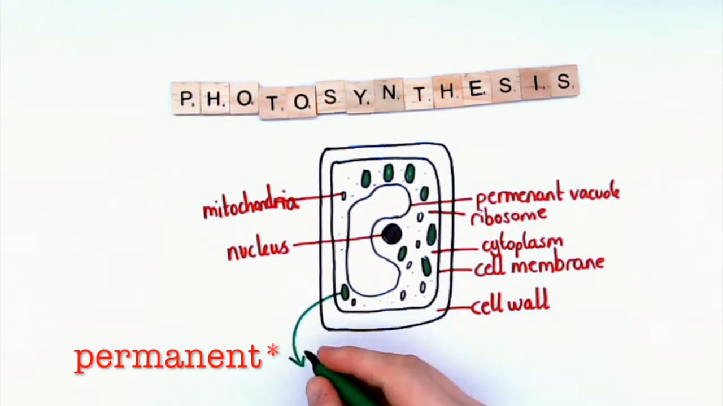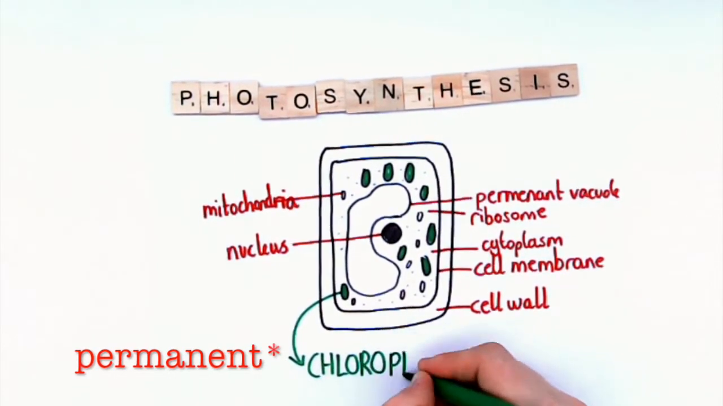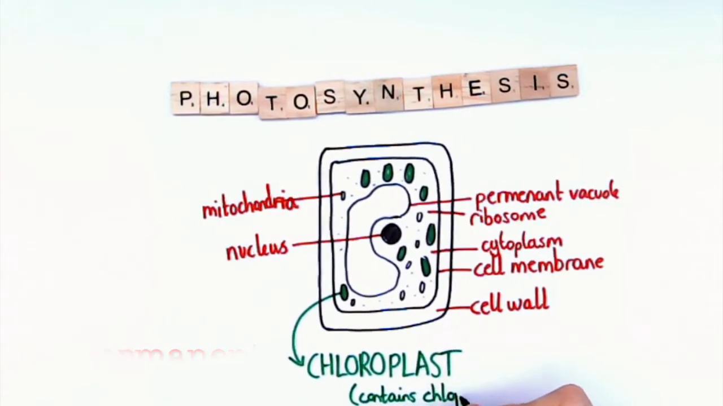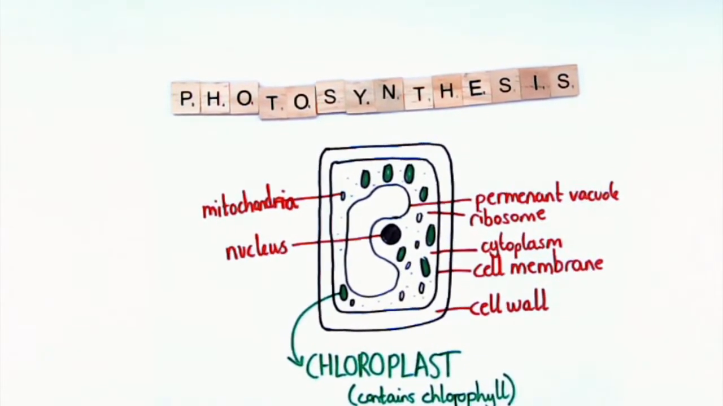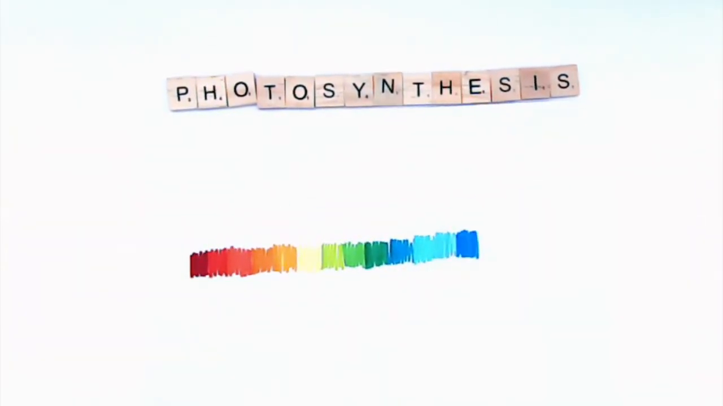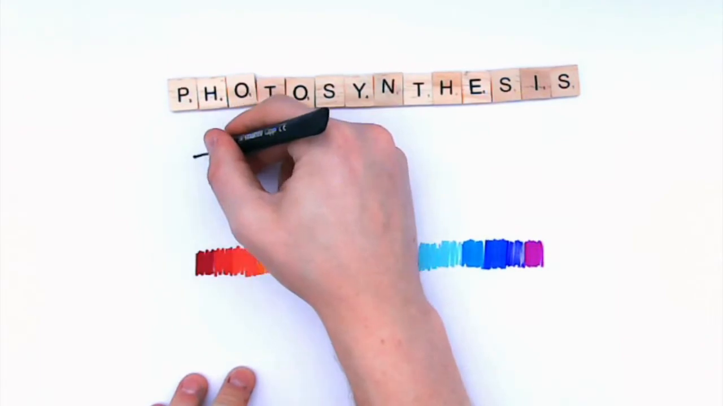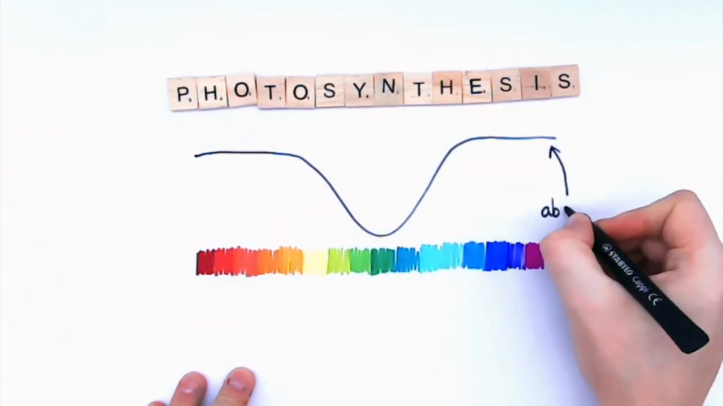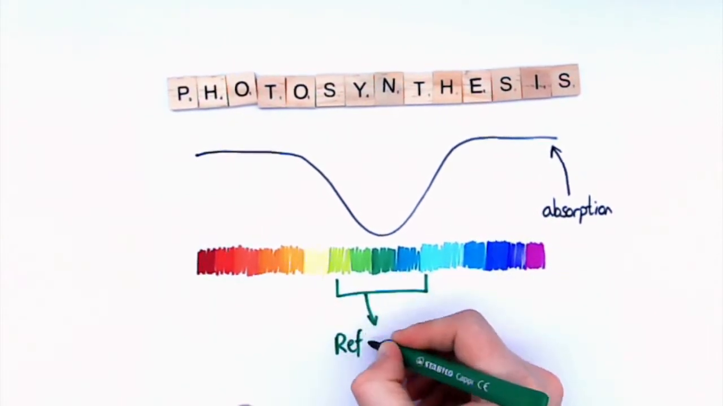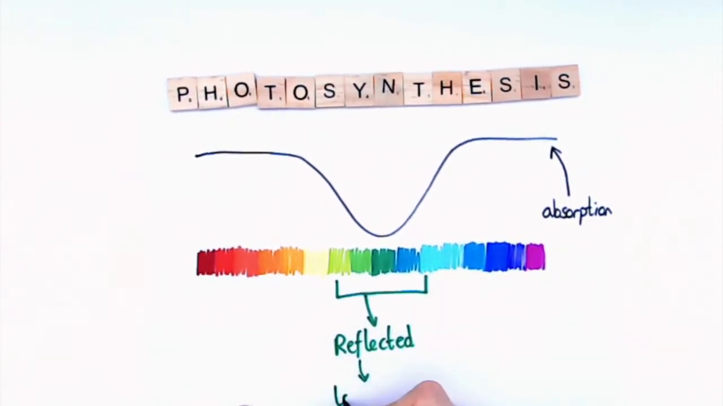However, the part of the cell which is important for photosynthesis is the chloroplast, and it's given away by its characteristic green colour. So if a plant absorbs light through photosynthesis, why is chlorophyll, the chloroplast, and plants green? Well, that's because white light contains every single colour of the rainbow, and the chlorophyll absorbs all of the different colours apart from green. The absorption of green is actually very low. That means that green light is reflected, and that's why the plants are seen as green.